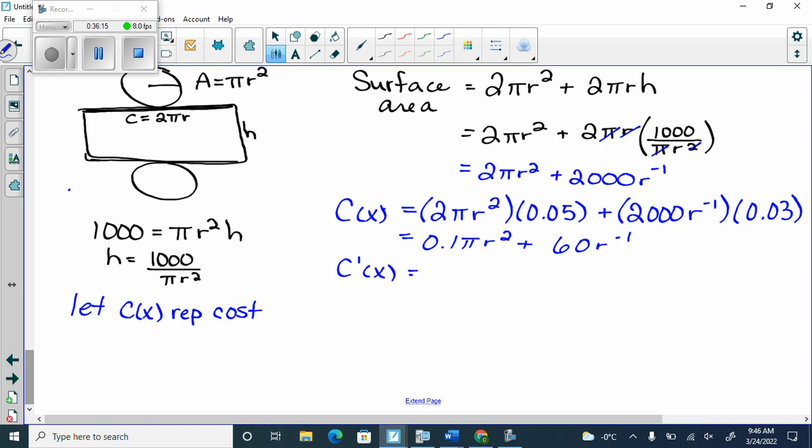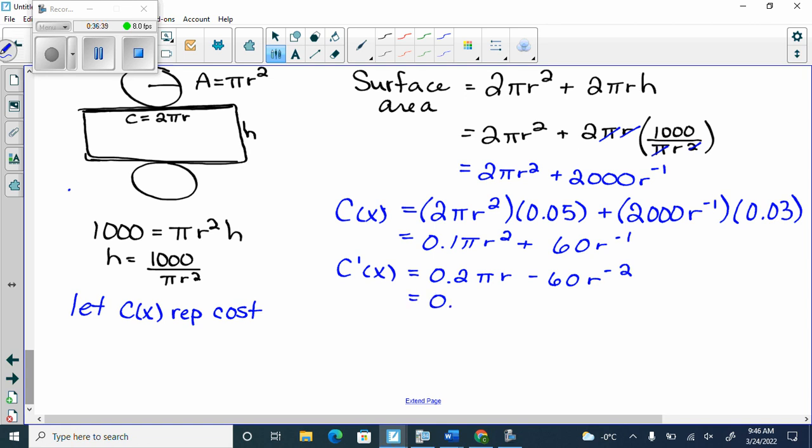So I'm going to get 0.2 pi r. And then the negative drops in front, so I get negative 60 r to the negative 2, right? Now it's harder to do critical numbers that way, so I'm going to make that be r over 2 and make a common denominator.